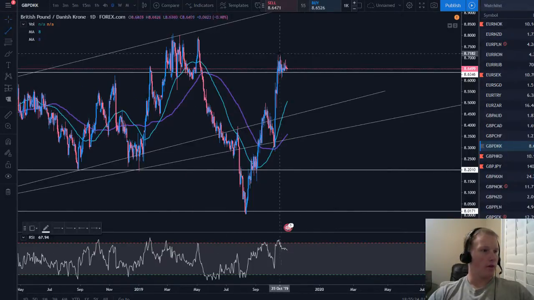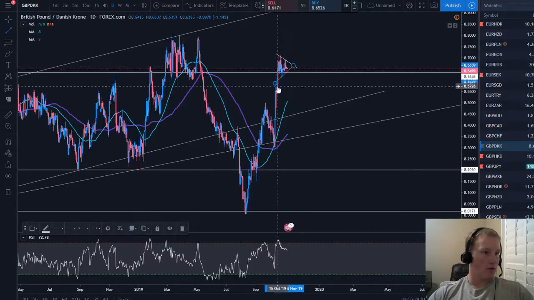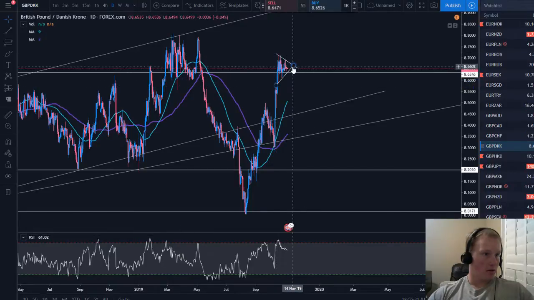This is triangling here right at support resistance. Yep.